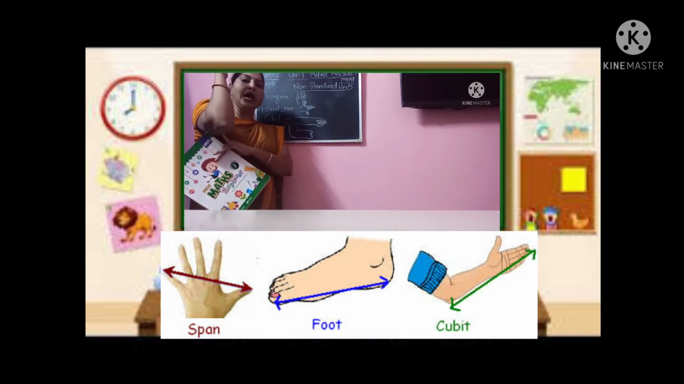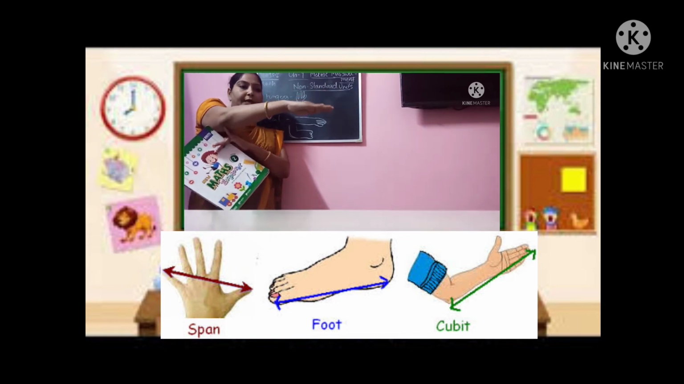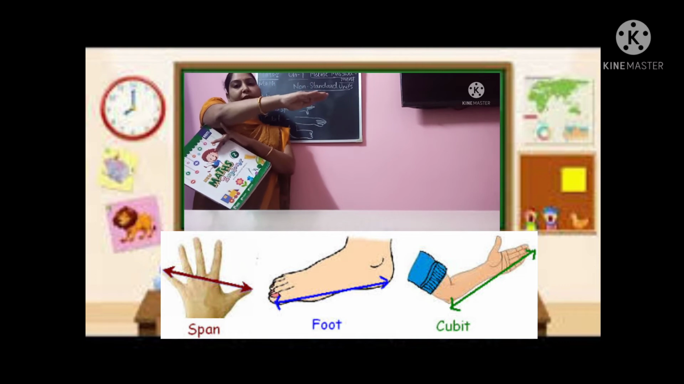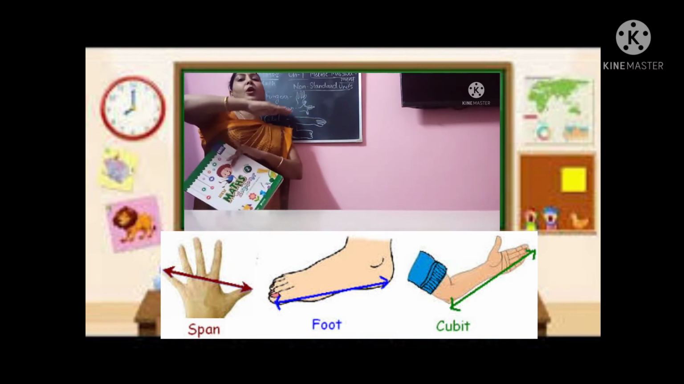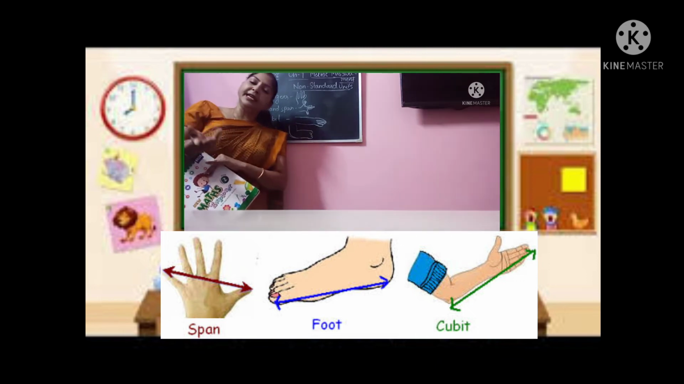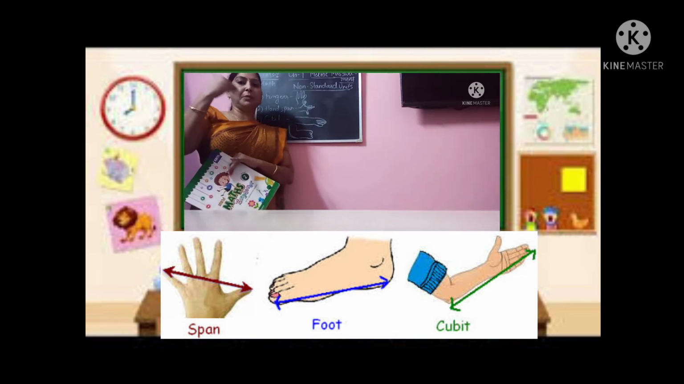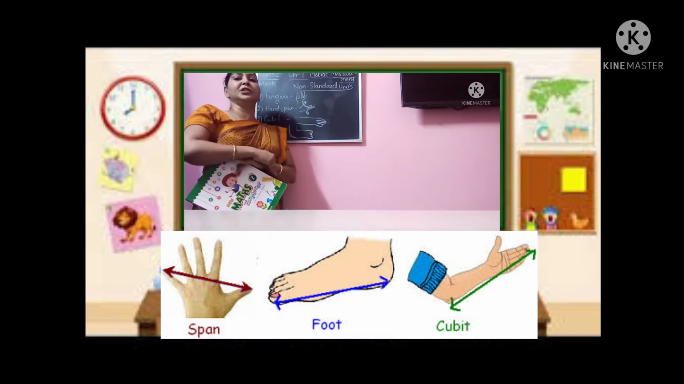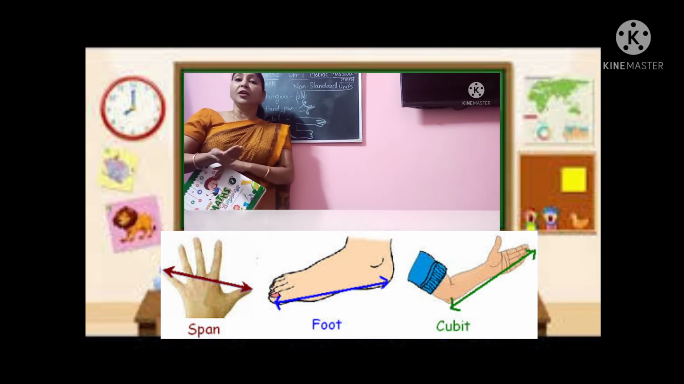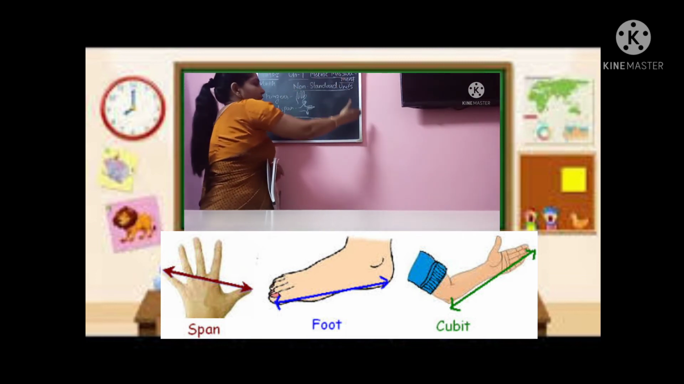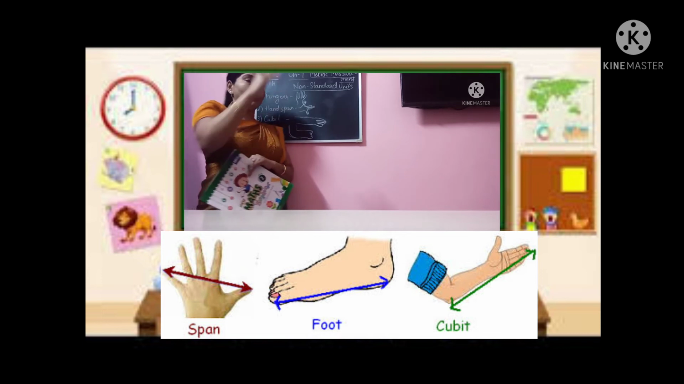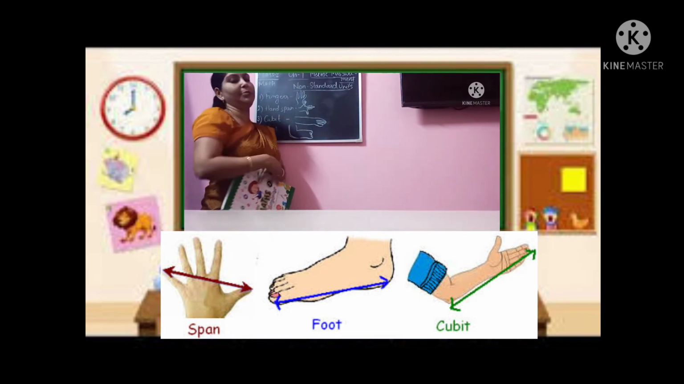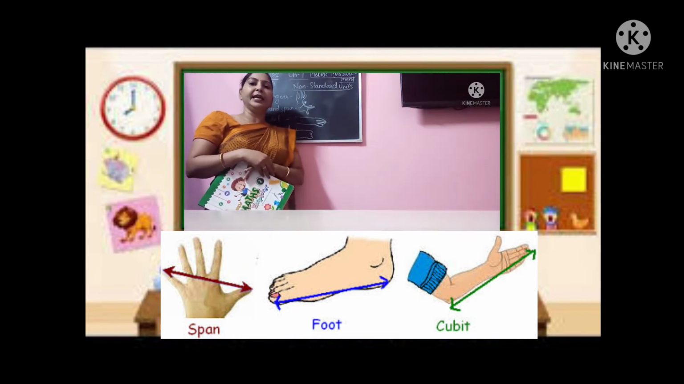That is called the cubit. Cubit means from your elbow till the tip of your middle finger. This length was called the cubit. Again here also, your hand size and my hand size will not be the same. You are all children, so your hand size will be small. Suppose I want to measure this side of the board. My cubit size will be different and your cubit size will be different, and that is why again this was discarded.